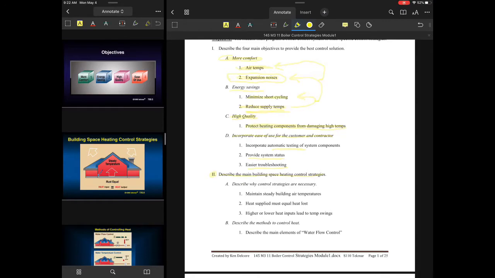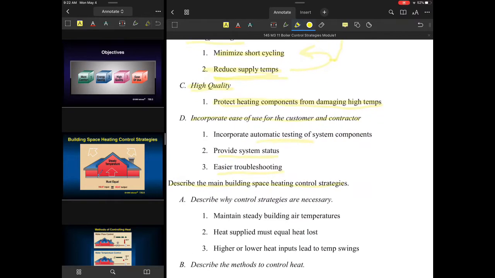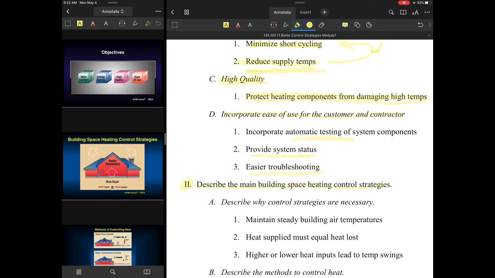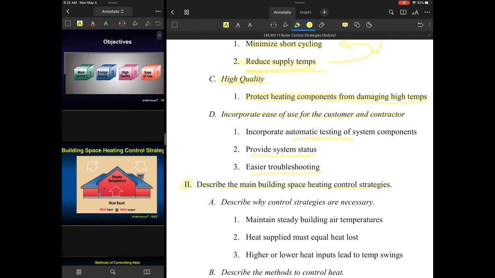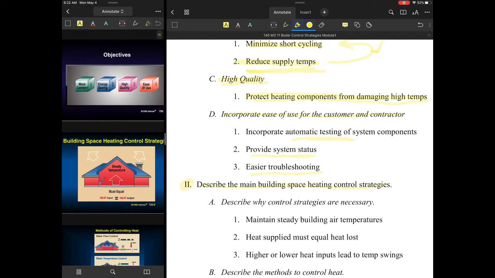So the first one that I'm going to hit up on is in section 2. Now we're going to hit the second slide, and what we're going to talk about is essentially building space control heating strategies. And the first one is, why would I want to have that? Why would I want a control strategy that's necessary? So on this particular one, building space control strategies.